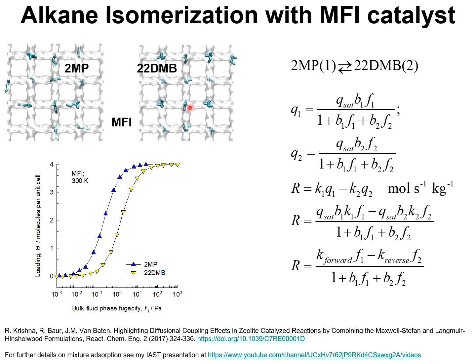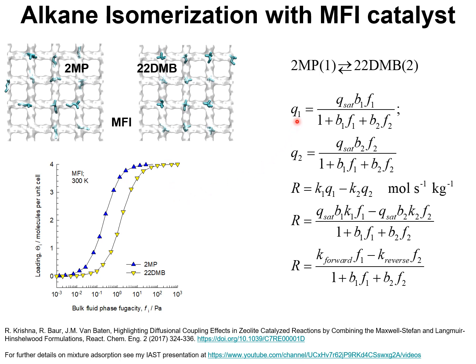Per unit cell of MFI zeolite, there are 4 intersection sites, and the unary isotherms for 2-methylpentane, shown in blue, and 2,2-dimethylbutane, shown in yellow, are represented here. These show a saturation capacity of 4 molecules per unit cell. So the saturation capacities of both components are equal to each other.